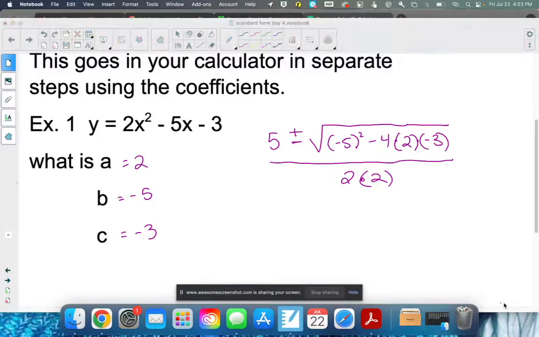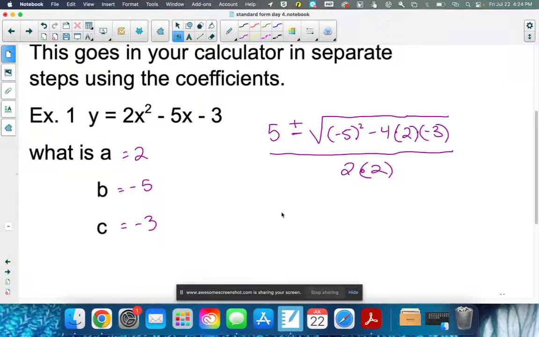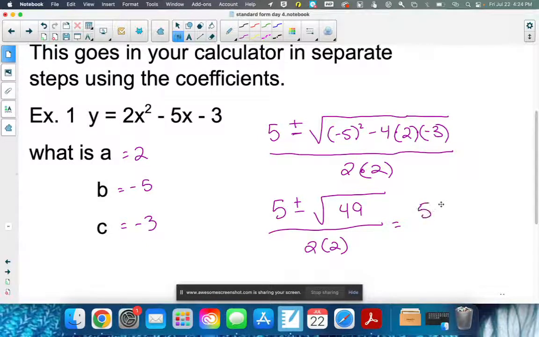All right, so let's go back and rewrite that and show what we've got. We have 5 plus or minus, because that's what that means, is you're going to add and subtract one at a time. That whole thing that's up underneath the square root is 49. And this is still 2 times 2. Okay, so lucky for us, 49 is a perfect square, right? What is the square root of 49? It is 7. Okay, so we have 5 plus minus 7. And I'm going to go ahead and simplify the bottom. That's over 4.